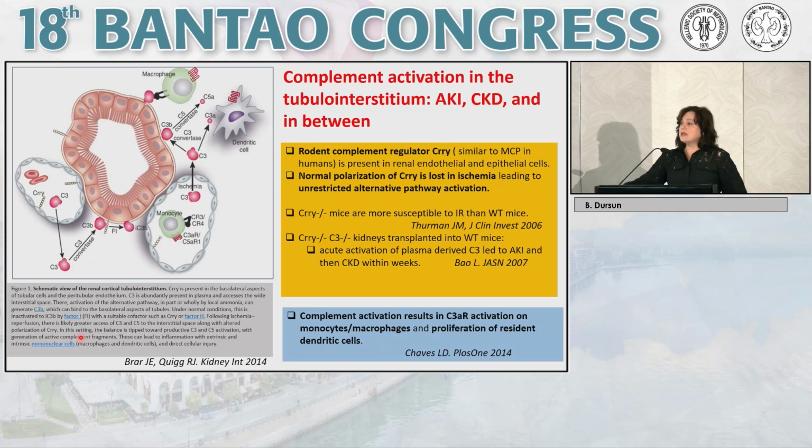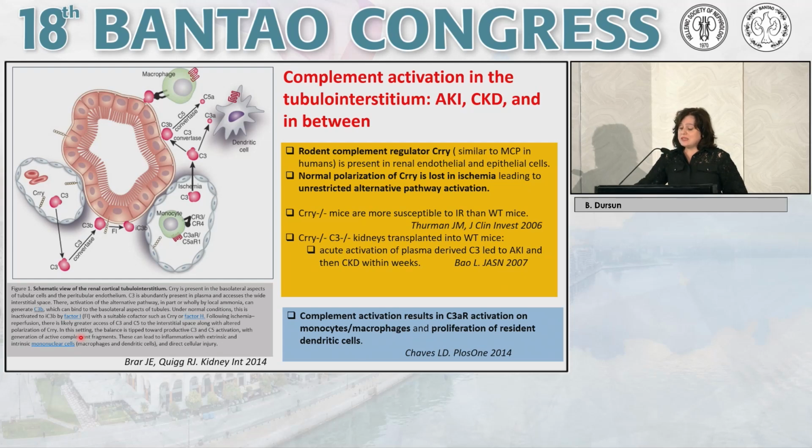So it looks like complement activation is important in the formation of AKI, but it also has some roles in CKD progression as well. Crry is a rodent complement regulator, which is similar to membrane cofactor protein in humans, and is present in endothelial and epithelial cells. In the setting of ischemia, normal polarization of Crry is lost, leading to widespread alternative pathway activation. So it was shown that Crry deficient mice are more susceptible to ischemic reperfusion than wild-type mice.